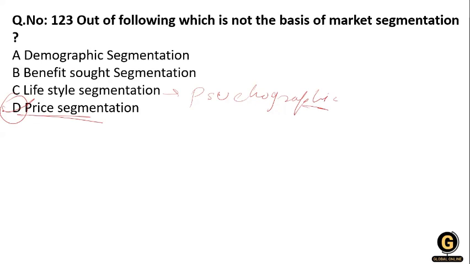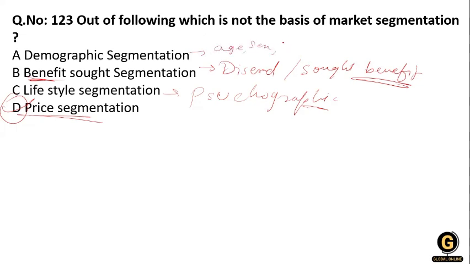Benefit segmentation is a technique that segments customers on the basis of their desire, or their sought benefit. And demographic segmentation is according to their age, sex, and income. So this is demographic segmentation. Clear?